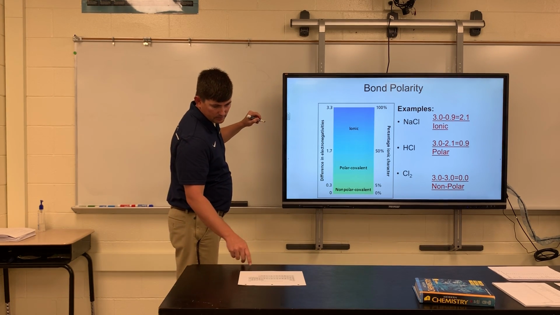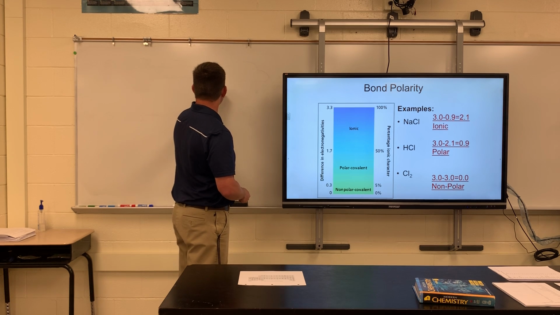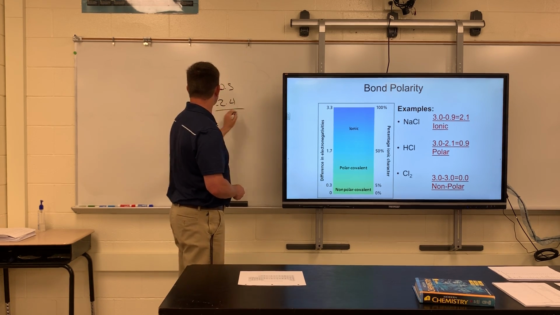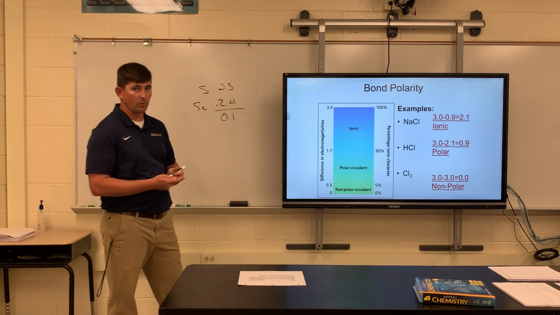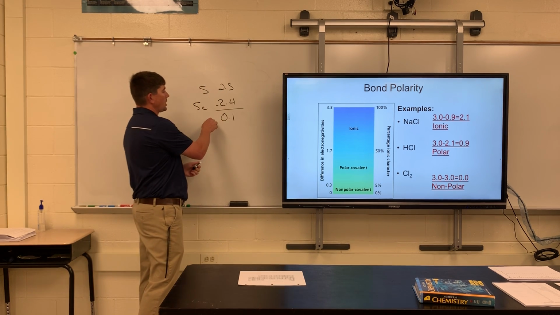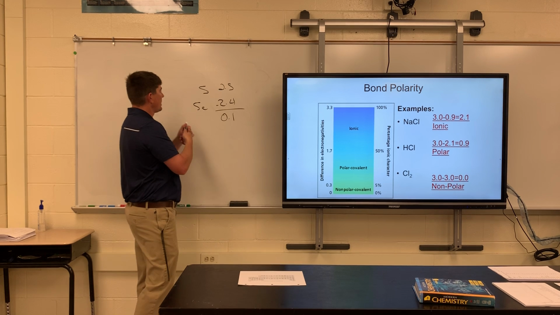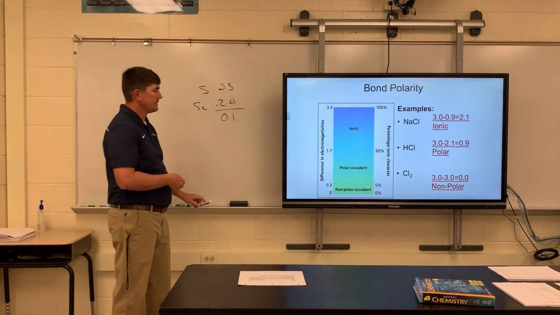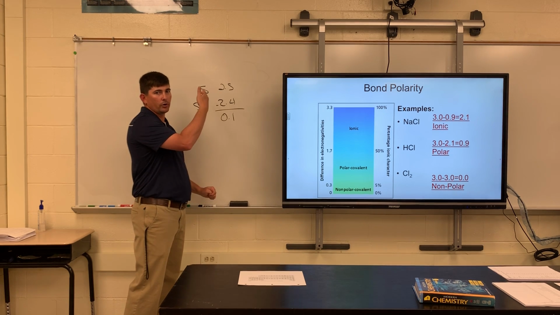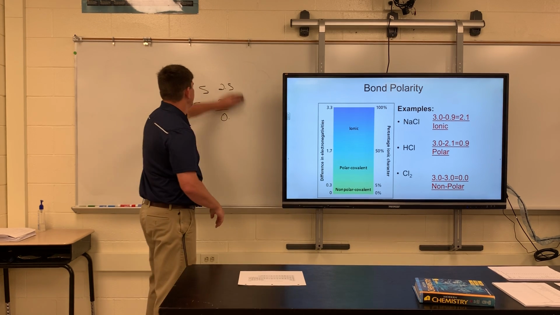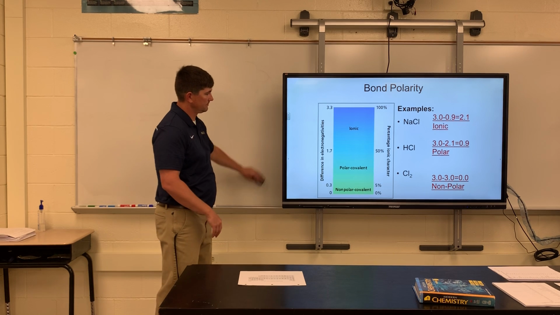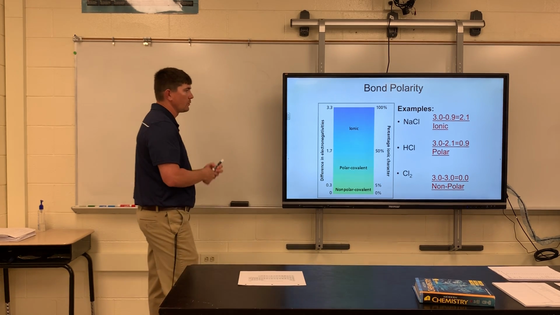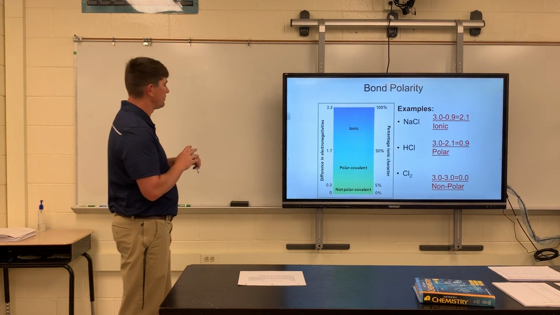Which one is it? The sulfur is 2.5. The selenium is 2.4. So when I subtract them, I just get this 0.1, right? So when selenium and sulfur are bonded together, this would also be a nonpolar covalent bond. Okay? All right. Does that make sense? Let me do a couple more examples.